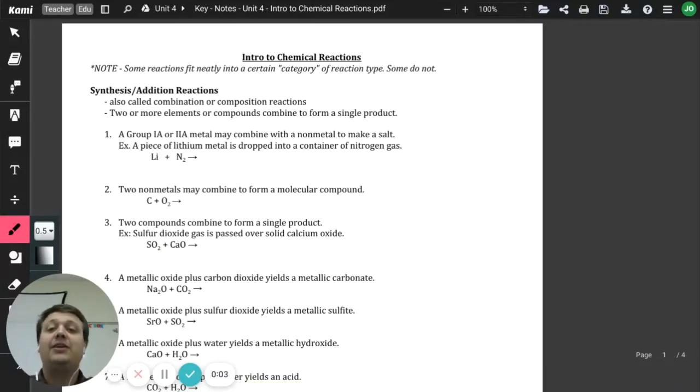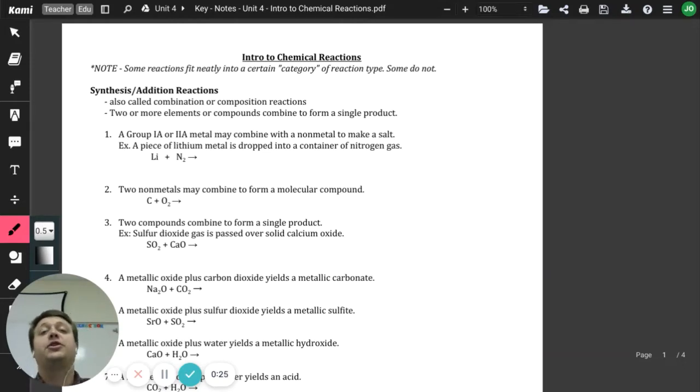So, today we are going to be starting our unit for notes. And for this, we are going to be continuing into Intro to Chemical Reactions. Now, this should be review from your previous chemistry course. If it's not, you're going to have just a little bit of catching up to do. But otherwise, we are going to go ahead and get started on this.